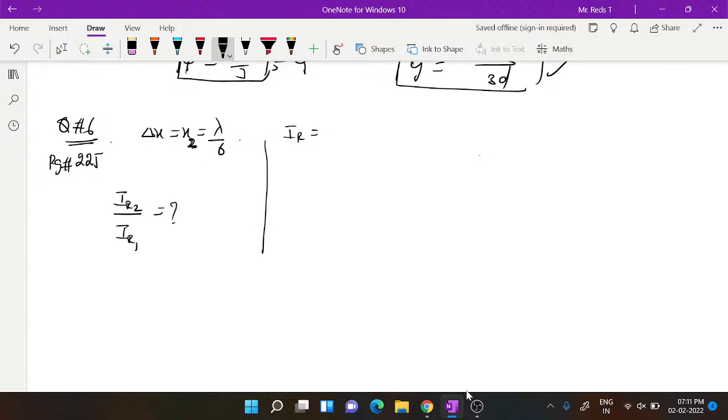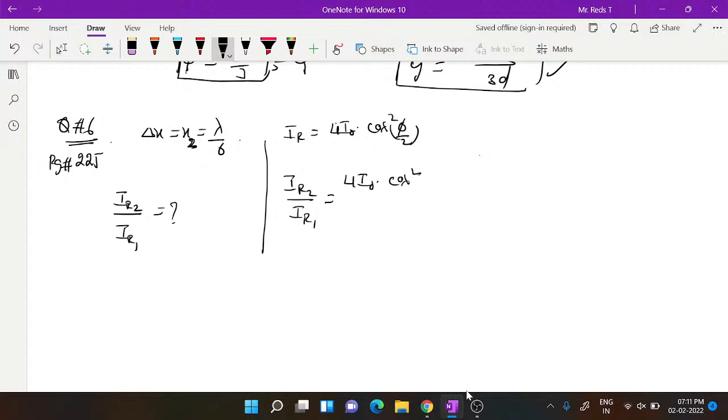IR is equal to what? IR is equal to 4 I naught into cos square phi by 2. So now let us take directly IR2 by IR1, where IR2 is 4 I naught into cos square.